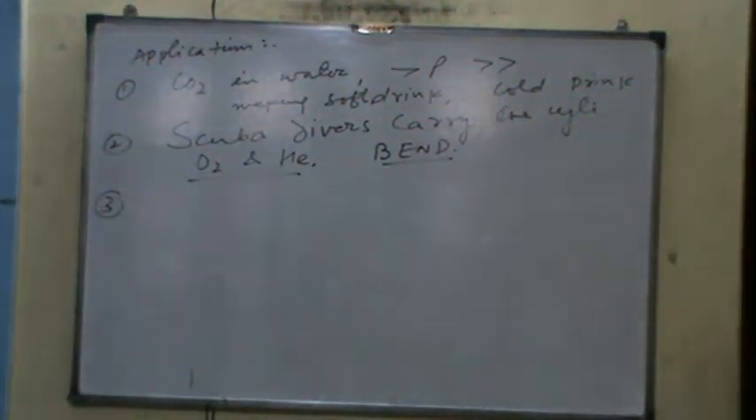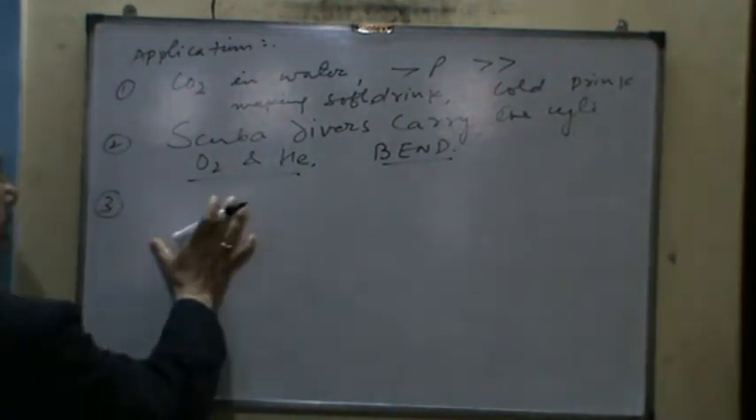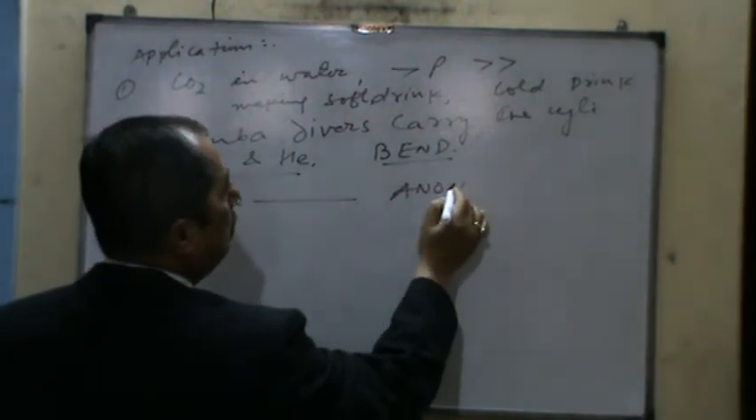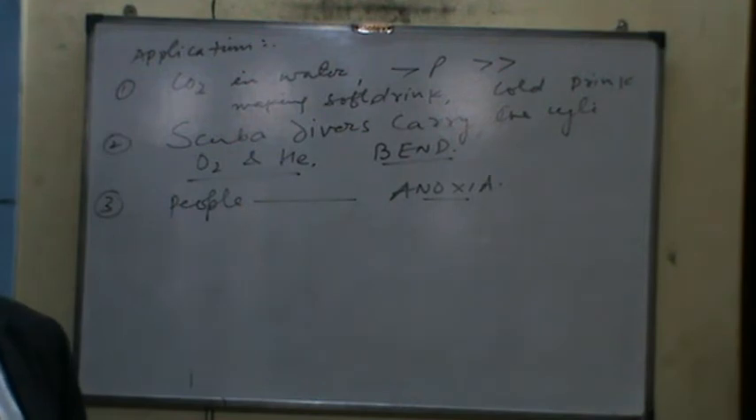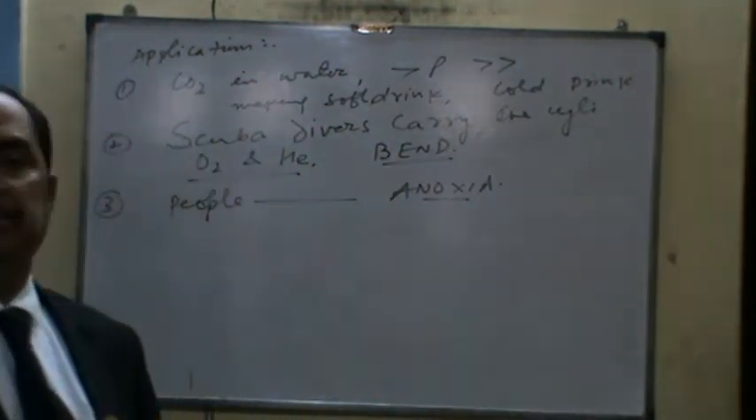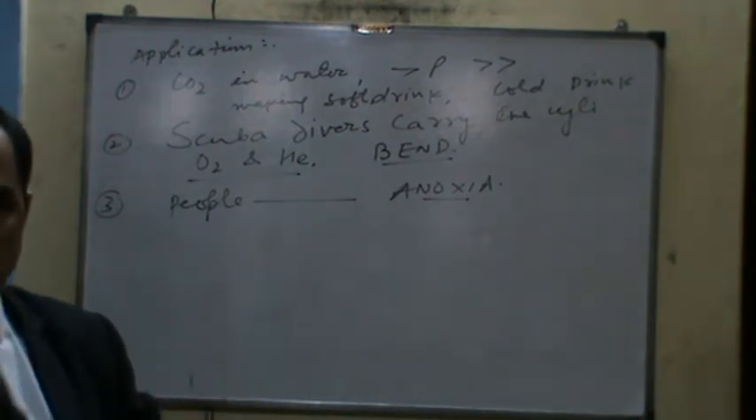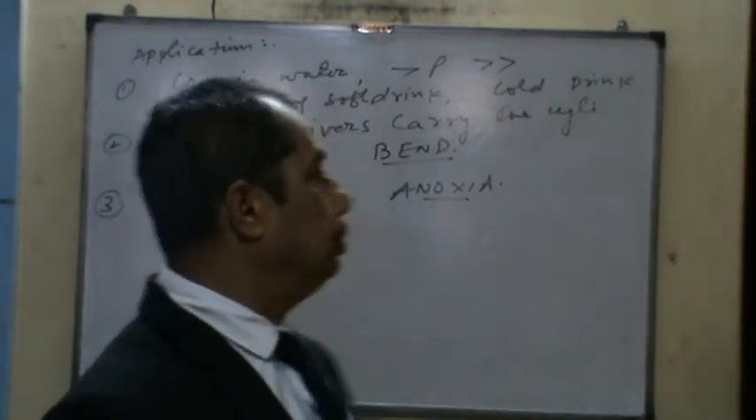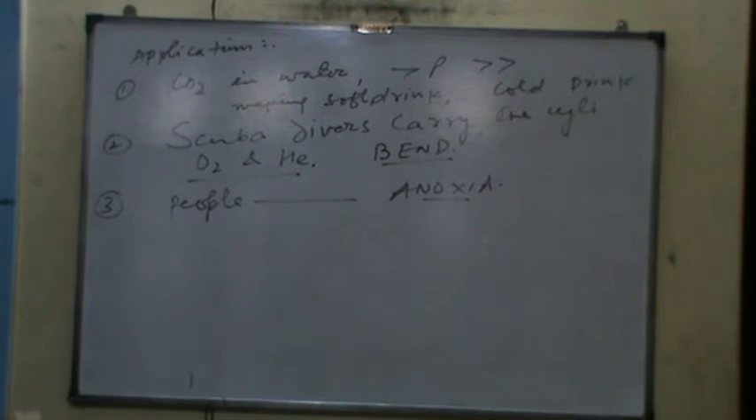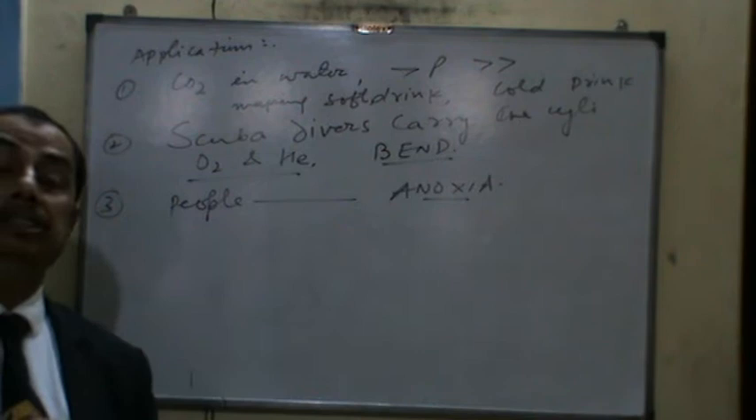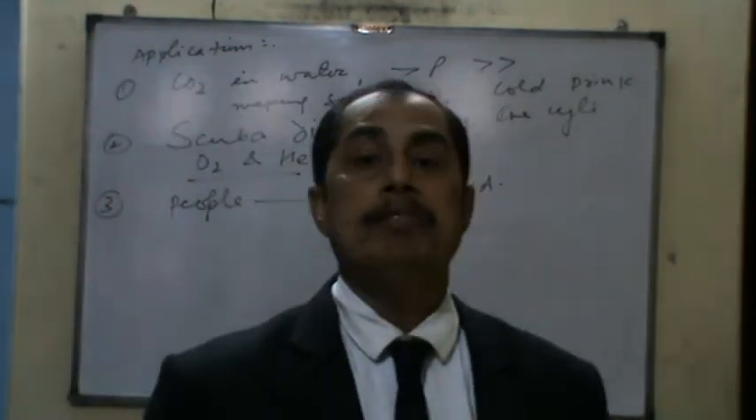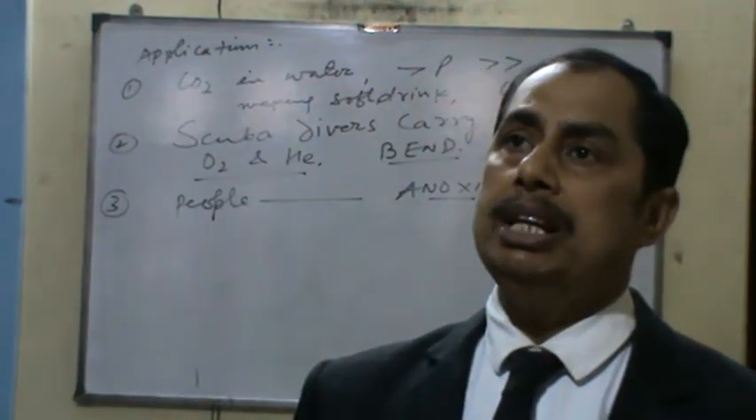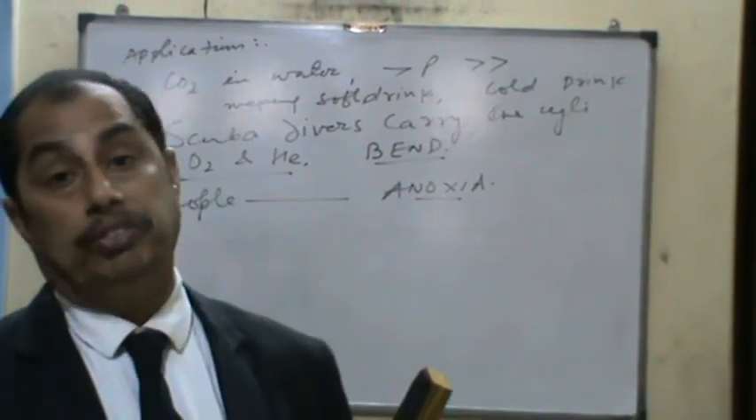Now, last important application of Henry law is that people working at higher altitudes are suffering from anoxia. What is anoxia? Anoxia means unable to think properly, no logical thinking comparatively to the people living at the lower altitude. So due to low intake of oxygen, people working at high altitude are suffering from anoxia. So these are the very important three applications of the Henry law. First, to make the solubility of CO2 in water high, pressure is applied. Second, scuba divers carry the cylinder of oxygen and helium to avoid bends. Third, people working at high altitude are suffering from anoxia, low thinking capacity due to low intake of oxygen.